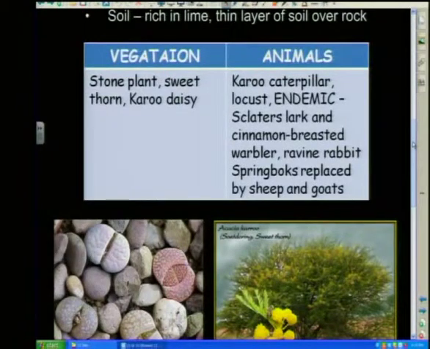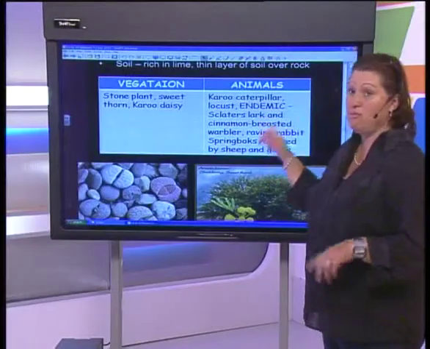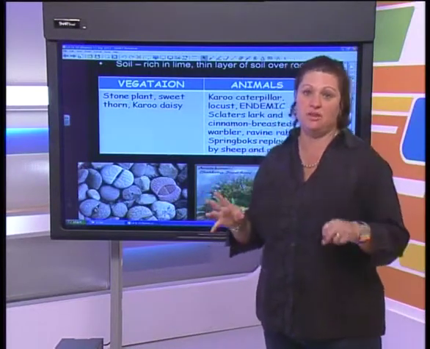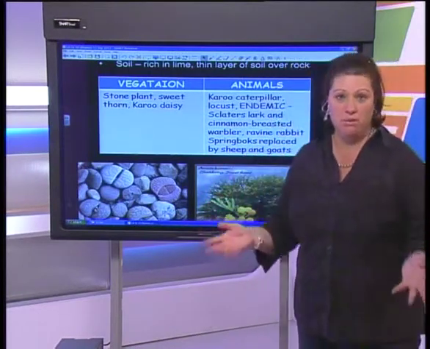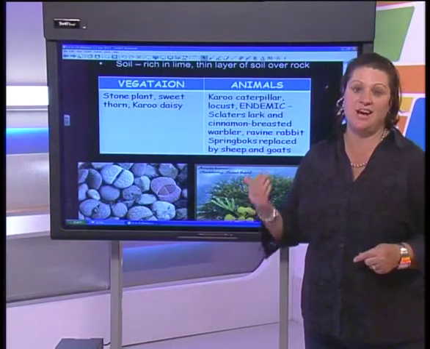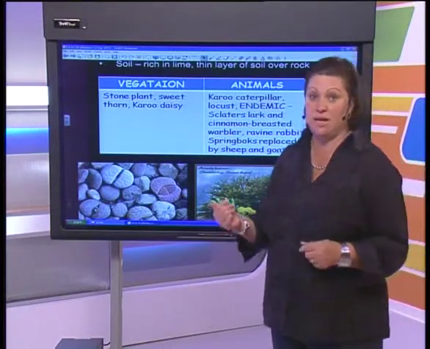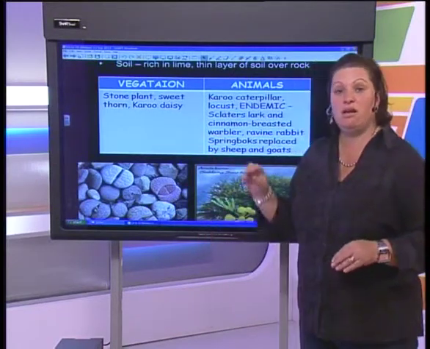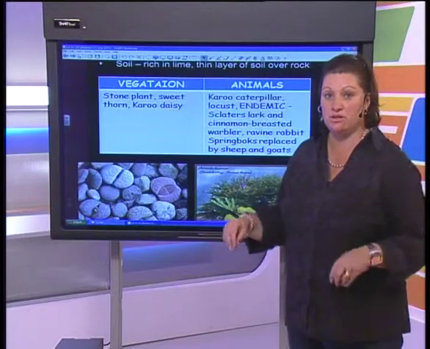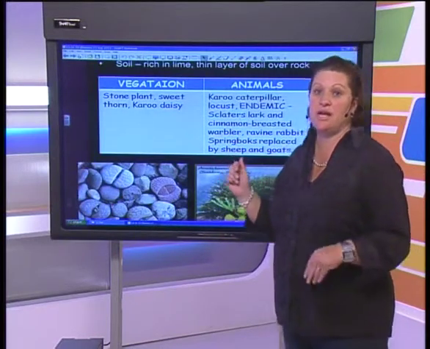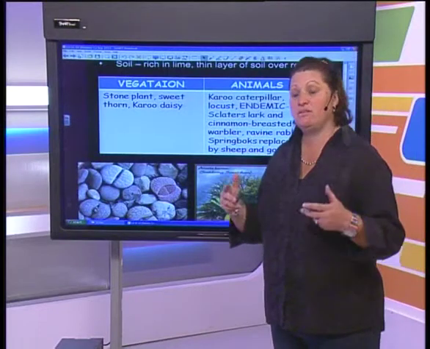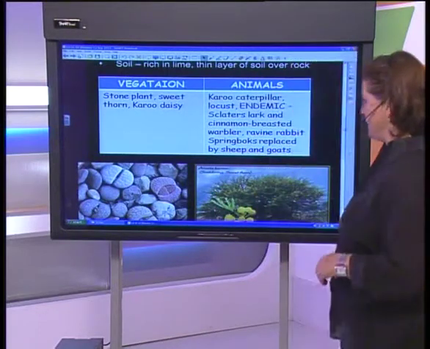Here you'll see the riverine rabbit. And one thing, the center, the Nama Karoo, is well known for its springboks, which, as you can remember, is our national emblem, our buck. But these days, unfortunately, in the Nama Karoo, there's a lot more farming with sheep and goats. Commercial farming has taken over that area, so a lot of the biodiversity is becoming a lot scarcer.